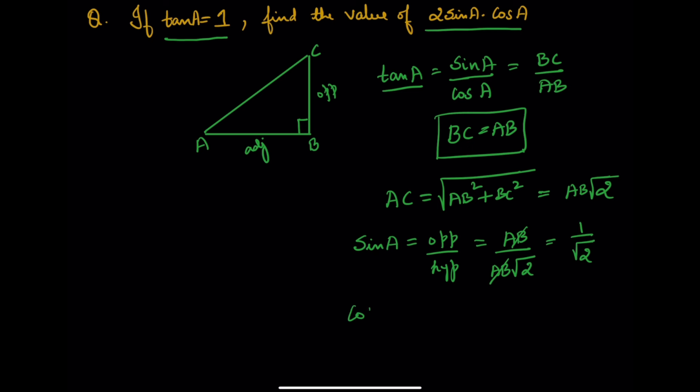Now what is cos A? It is adjacent by hypotenuse. So what is the adjacent side here? AB.